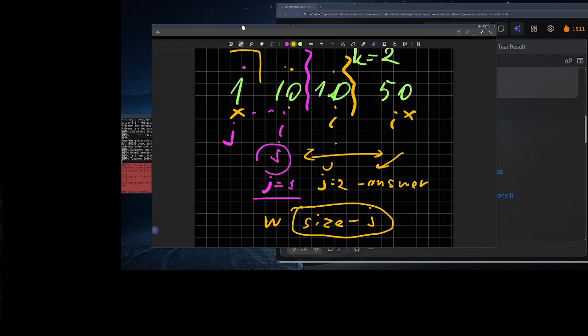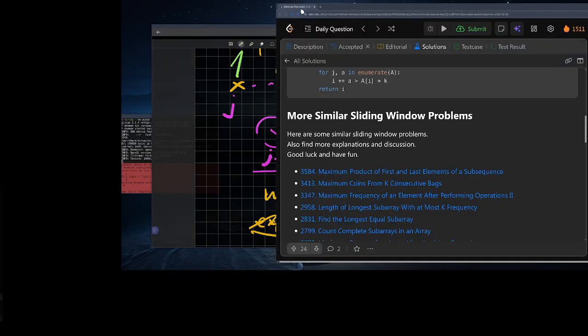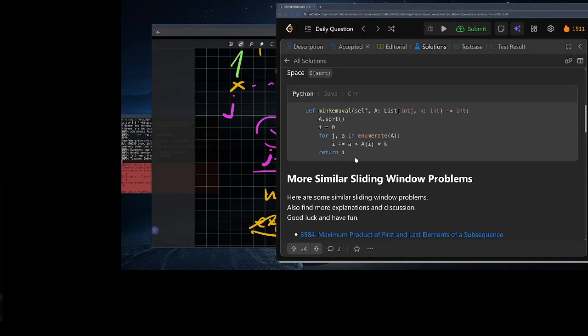The solution is just a golf, and when we shrink or expand, oh no, shrink, we are shrinking the window, we increment j. So this is kind of how it works.